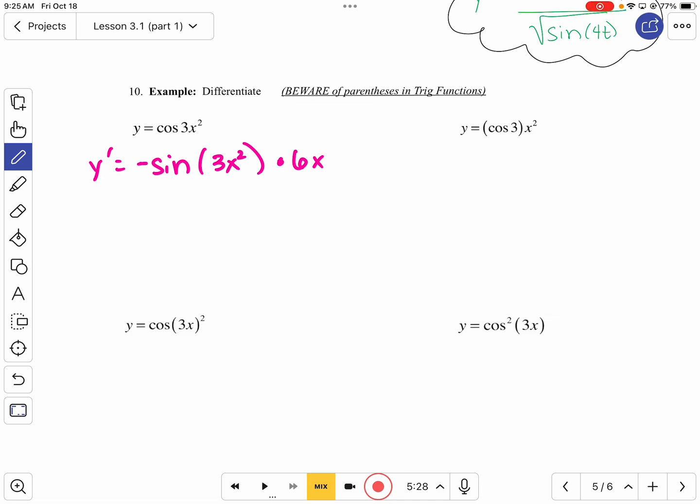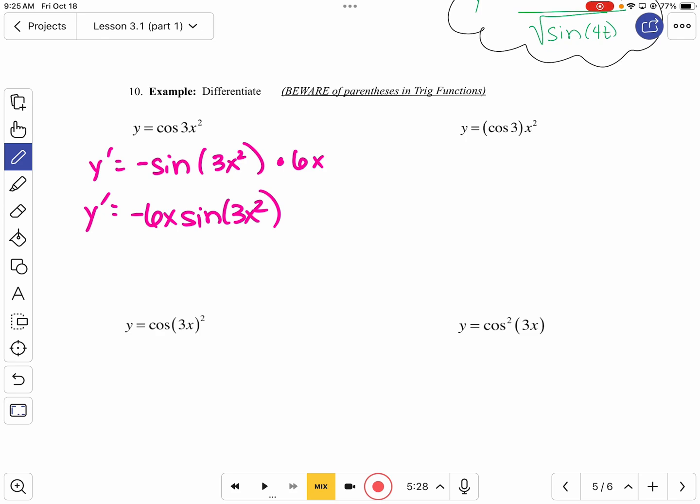Simplify, really all you can do is just pull that 6x to the front. So negative 6x sine 3x squared. Okay, let's go across this time. This time we put parentheses around the cosine of 3 and then an x squared. Composition? Yes or no?